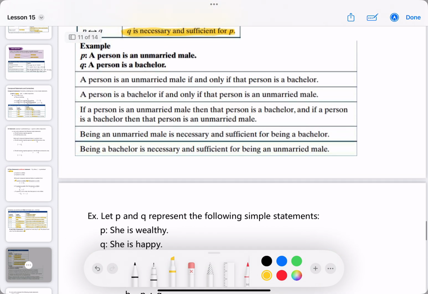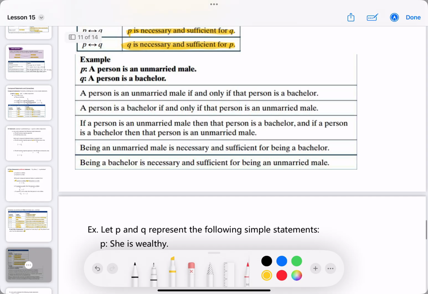For example, P is a person is a married male. Q is a person is a bachelor. The equivalent statement is a person is a married male if and only if that person is a bachelor. So this is P if and only if Q.